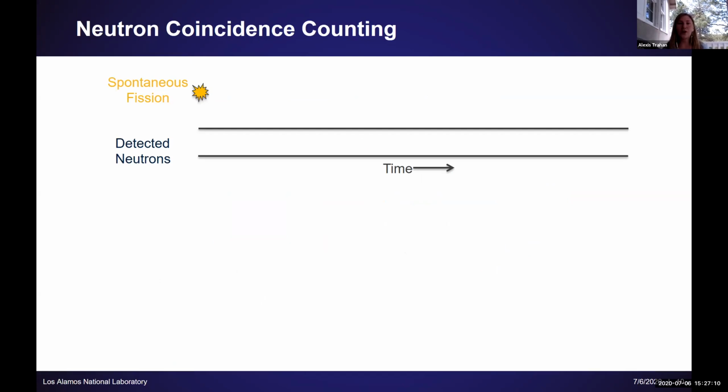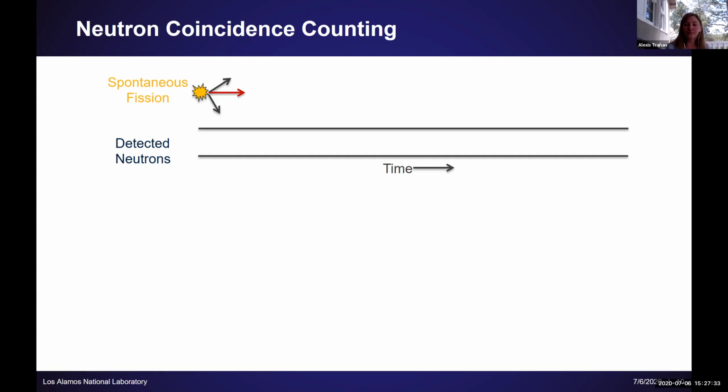Okay, so I'd like to do a bit of a deep dive here into neutron coincidence counting: what is the theory behind it, why does it work, and how does it work? For this, I like to do a little thought experiment. Imagine that there is a spontaneous fission event, and from this spontaneous fission event, 3 neutrons are emitted.